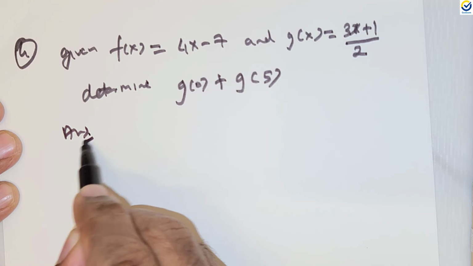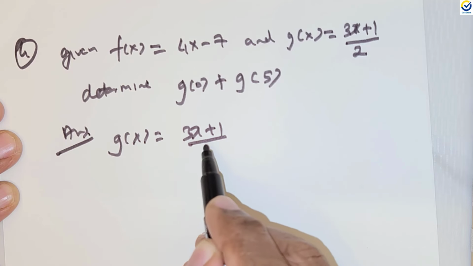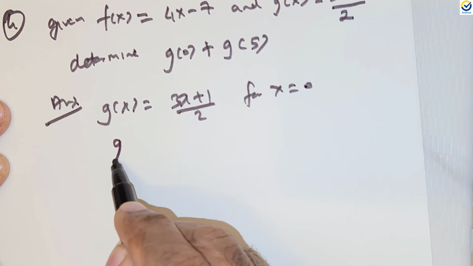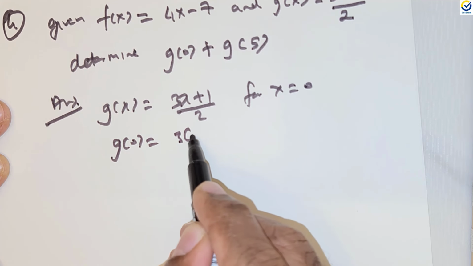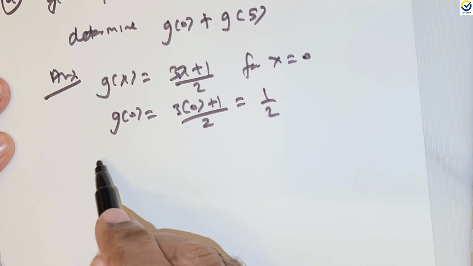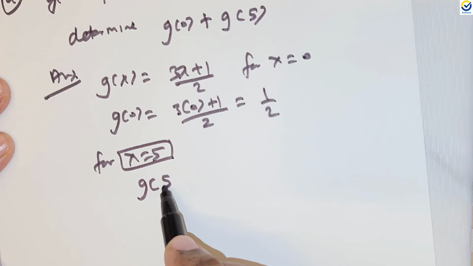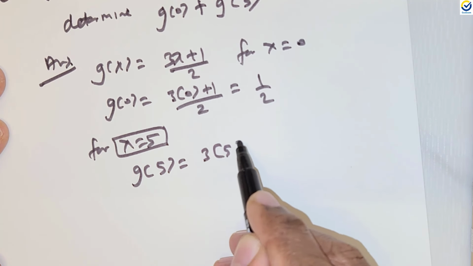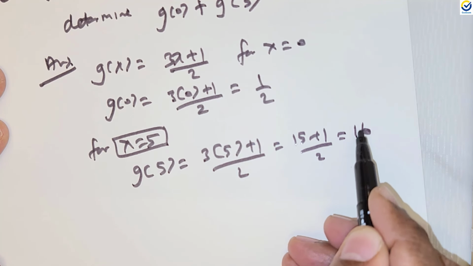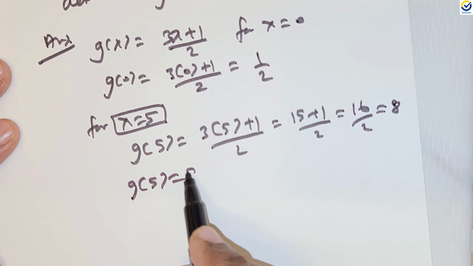So this is the solution for this question. We are given that g(x) is (3x + 1)/2. For x equal to 0, g(0) is (3 times 0 + 1) over 2, which is 1 over 2. For x equal to 5, g(5) is (3 times 5 + 1) over 2, which is 16 over 2, which is nothing but 8. So g(5) is equal to 8.